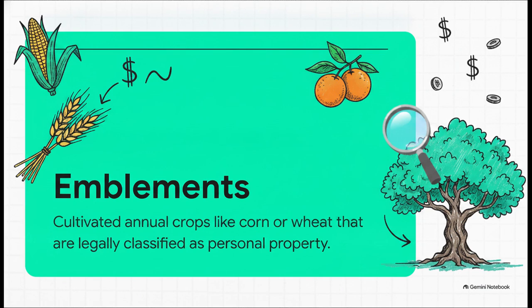We see another completely unique exception when we head out into the fields. Cultivated annual crops, things like corn, wheat, or citrus fruits, are legally called emblements. Now compare that to natural uncultivated vegetation, like a wild oak tree, which automatically conveys with the land. Emblements are different. They're legally classified as personal property. This means a farmer actually retains the right to harvest the crops they planted this year, even if the land itself gets sold right out from under them before harvest time.